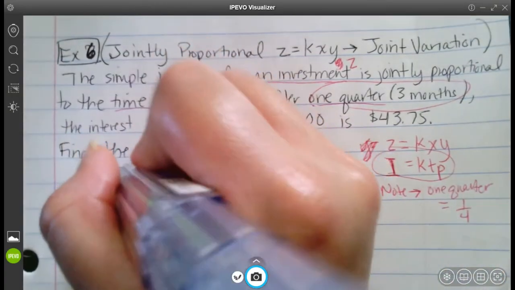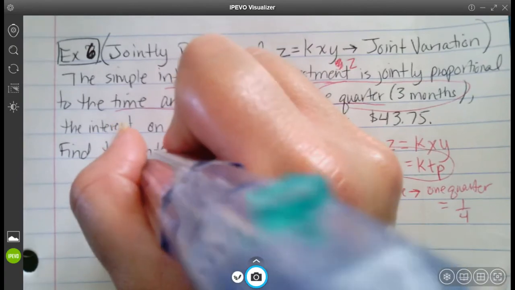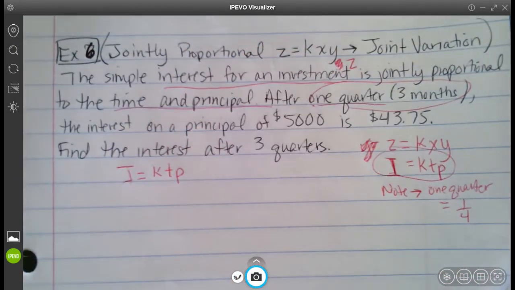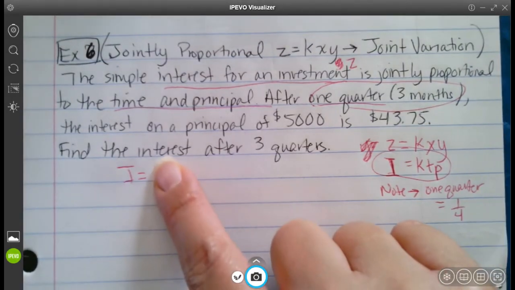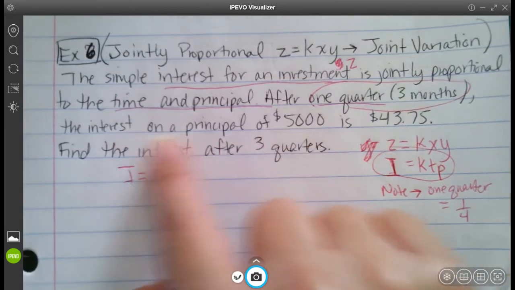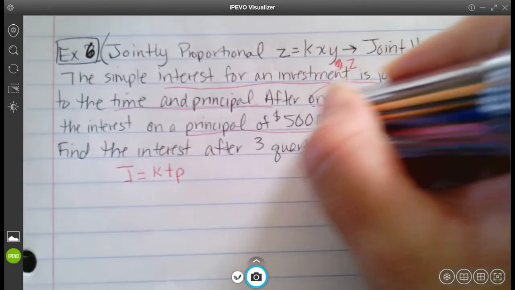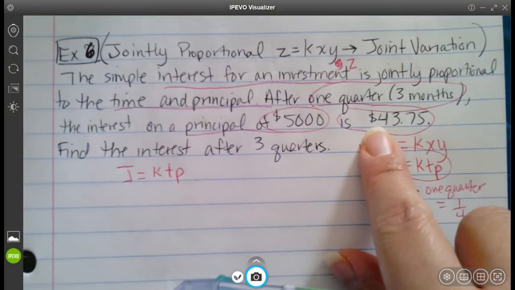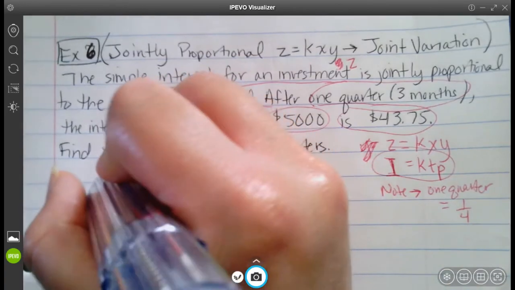So let's see. I'm going to rewrite it over here. I equals K times T times P, time and principal. And it looks like our principal is 5,000. And it's saying that the interest on a principal of 5,000 is 43.75. So this is the amount of money they got from that money. So that's going to go first.